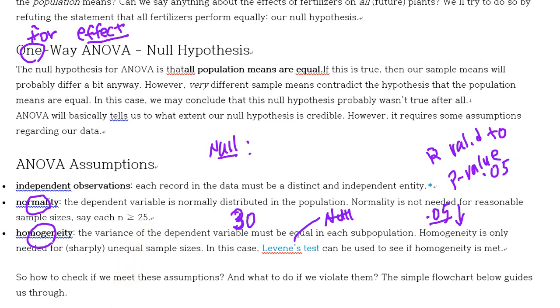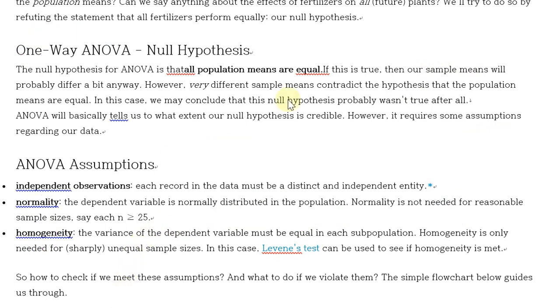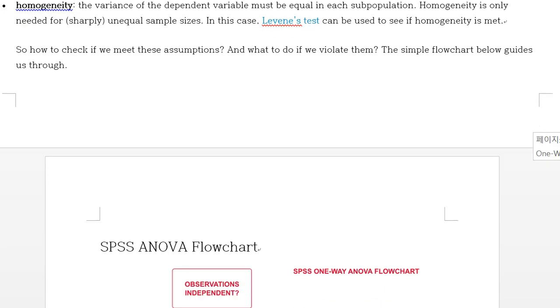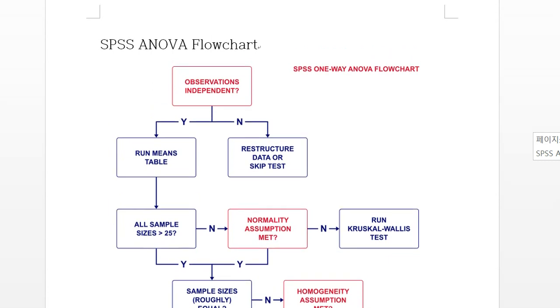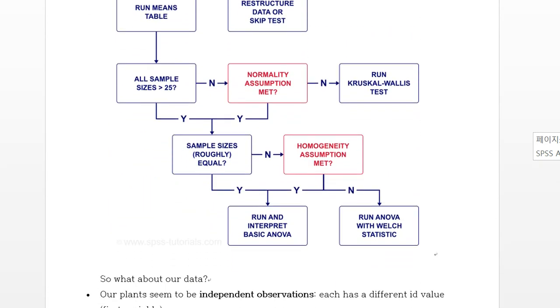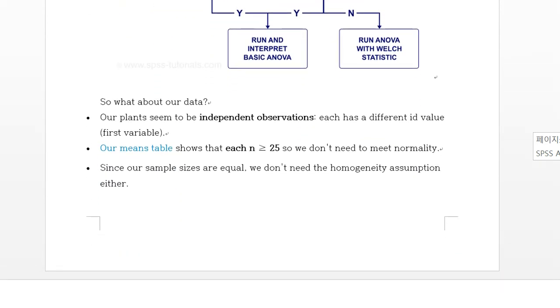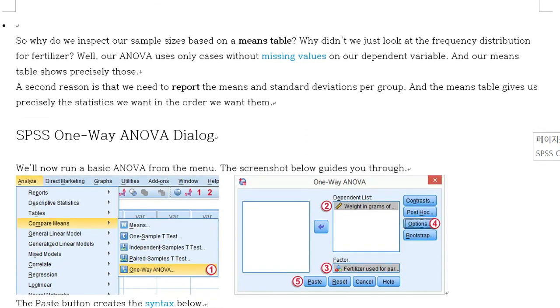Okay, so now we will go to our program and see how we use it. This is a flow chart, so you can make this flow chart for your easy operations. Now this is ANOVA, SPSS open, and it's a dialog.